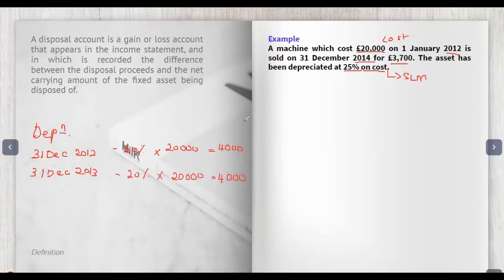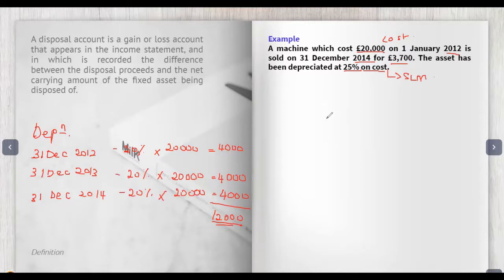And we sold it on 31st December. So there's another year of depreciation. We need to figure that out. 31st December, 20% of 20,000, which is 4,000. So total depreciation till date is 12,000. Now, once you get this out of the way, the rest of the thing becomes easy.